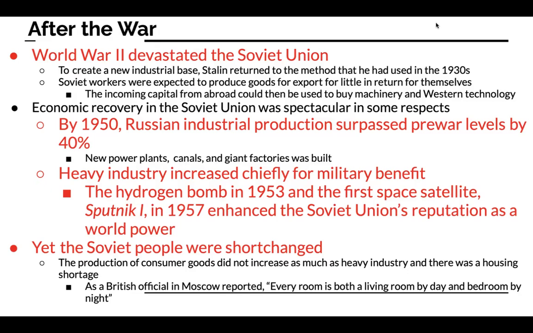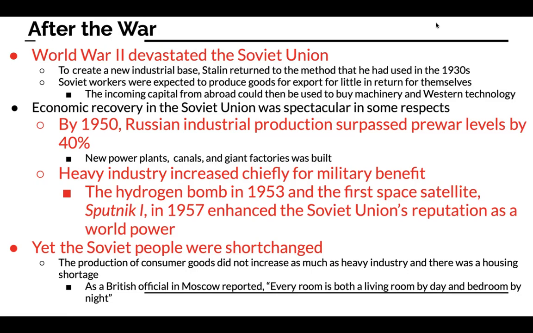So after the war, World War II devastated the Soviet Union. To create this new industrial base, Stalin, remember he's still alive, returned to the method that he used during the 30s. Soviet workers were expected to produce goods for export for little in return for themselves. The incoming capital from abroad could then be used to buy machinery and Western technology.